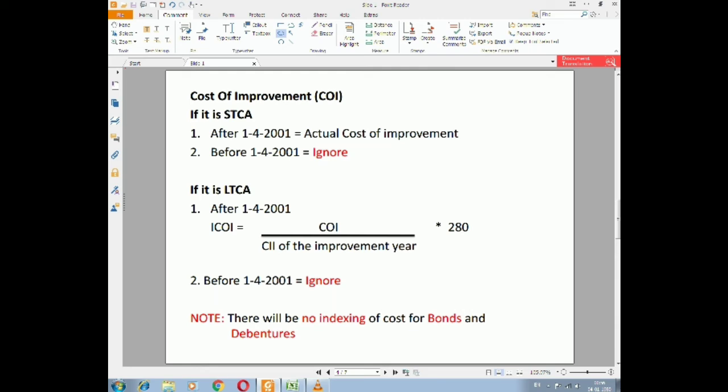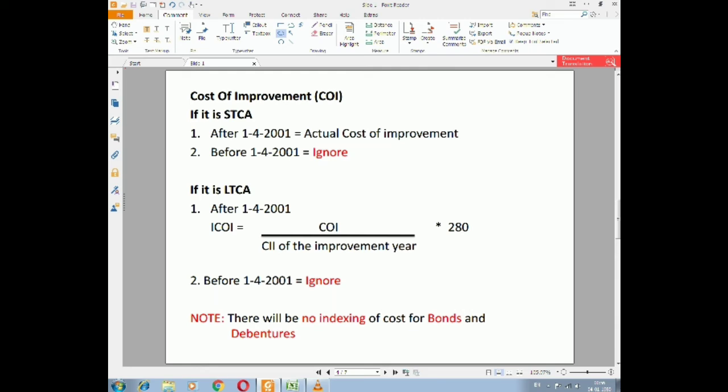So if there are additions or improvements made after 1-4-2001, whatever the actual cost of improvement has been incurred, that improvement amount will be taken and deducted. If the improvement was done before 1-4-2001, so if it is done in 2000, 1990, 1980 or 1985, that entire improvement money will be ignored. We are not going to consider that improvement if it is done before 2001. If it is a long term capital asset, we'll just apply the formula.